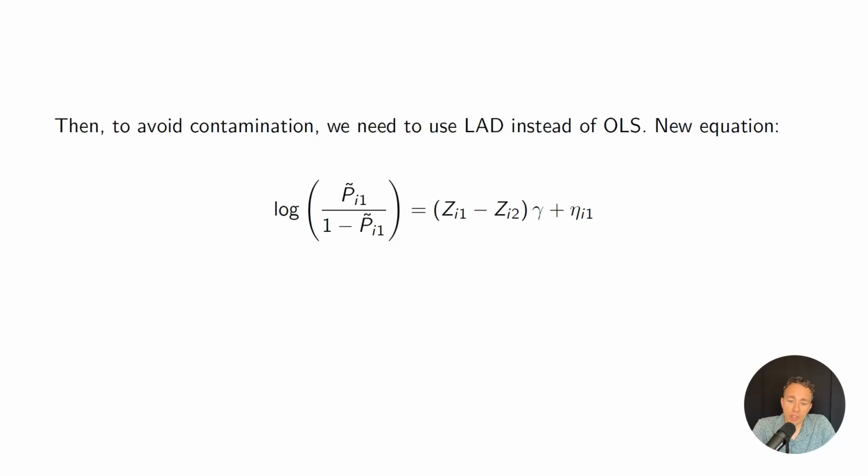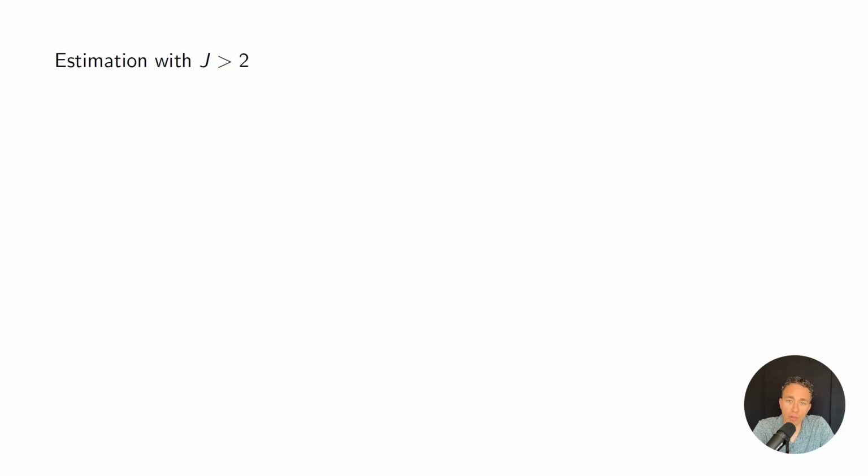And so in our new equation, we're going to put in p tilde, meaning we recoded some of these close to 0 or close to 1 numbers. And then we're going to add this term eta i1, which is going to be the difference in the measurement errors. So how would estimation work if I have more than 2 options?